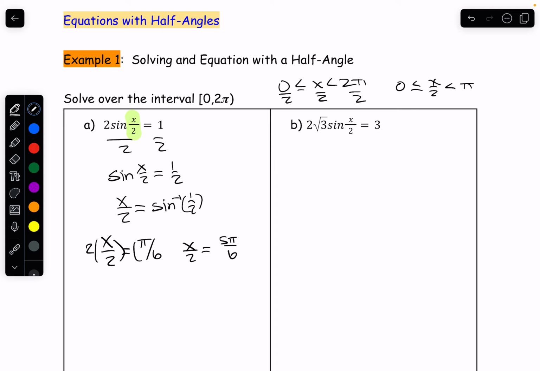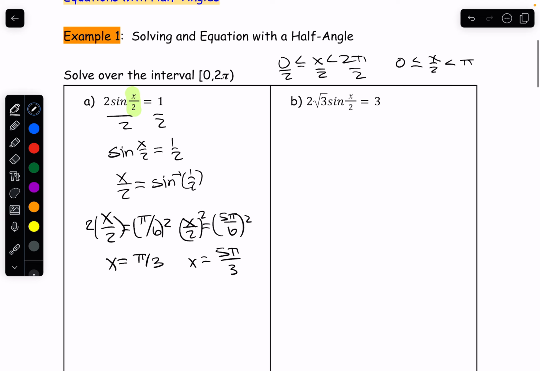Then we'll go ahead and multiply both sides by 2, giving us one answer of x equals pi over 3. Multiplying by 2 gives us our second angle answer of 5 pi over 3. Both of those fall within the interval from 0 to pi, so our solution set will be pi over 3 and 5 pi over 3.